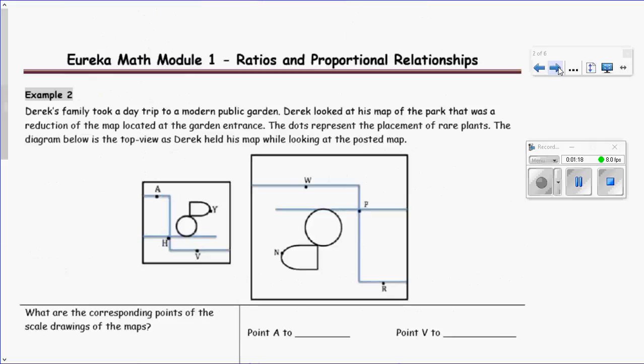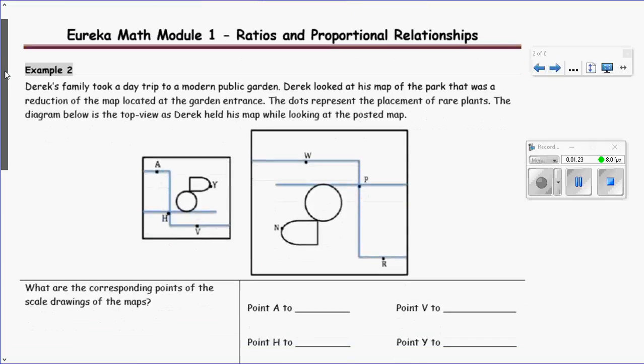Example 2. If you notice on this picture here, it says that Derek's family took a trip to modern-day Public Garden. He looked at his map of the park that was a reduction of the map located on the garden entrance. Have you ever done that, though, where you see a map and you realize maybe it's facing a different way? So it looks like this has been turned a little bit. The dots represent the placement of the rare plants. So in the garden, obviously, they've got rare plants located here. So they're trying to figure out where to go to get to these rare plants. The diagram below is the top view as Derek held his map while looking at the posted map.